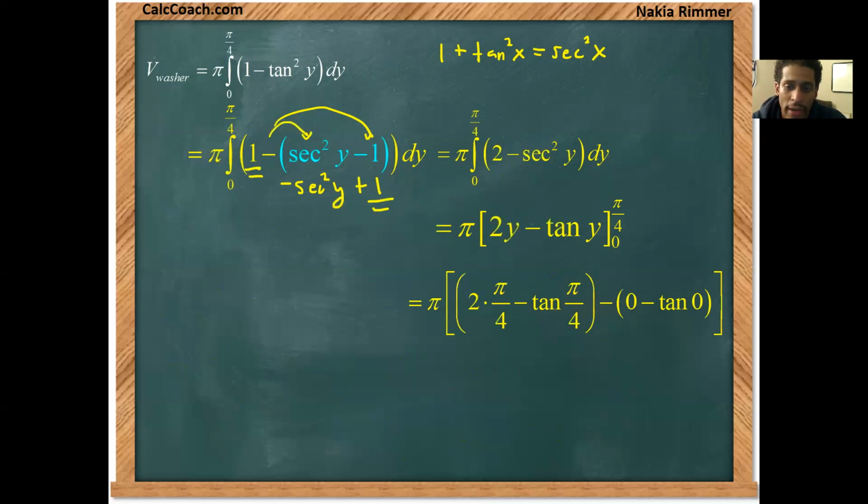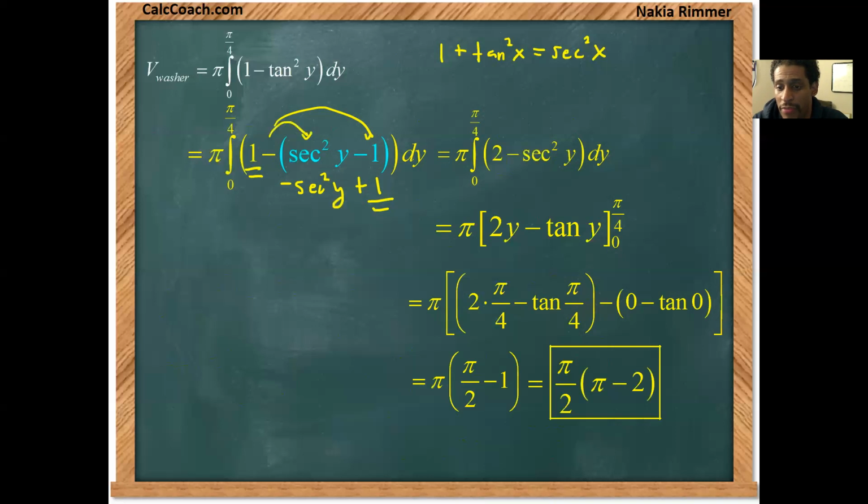And yeah, same answer, right? Tangent of pi over 4 is a 1. And you get pi over 2 minus that 1. And then we can do the same kind of thing, factor out the half. Or not. But to get a match, we'll do that and end up with pi over 2 times the quantity of pi minus 2. Okay? All right, great. Turns out the washer was the best way to go here.